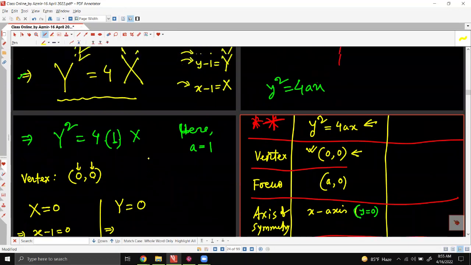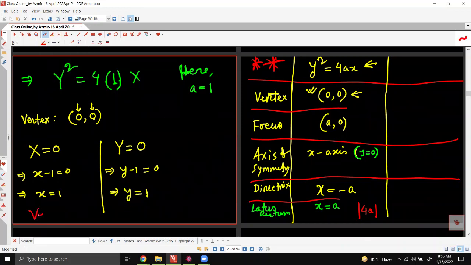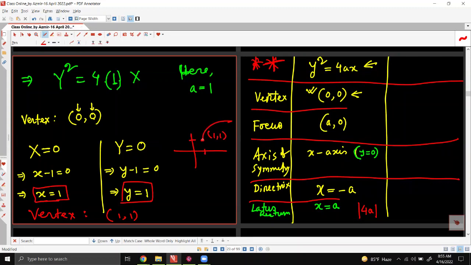Similarly, capital Y is y minus 1. We are just placing here y minus 1. So we are getting y equals plus 1. That means the vertex is actually at 1, 1, x, y. So the vertex is at the point 1, 1. This is 1, this is 1. So the vertex is at the point 1, 1. And the parabola will look like this form. So vertex is done. Now let us find the focus.